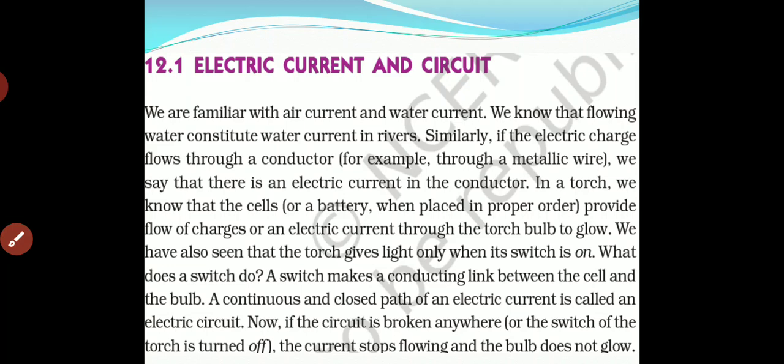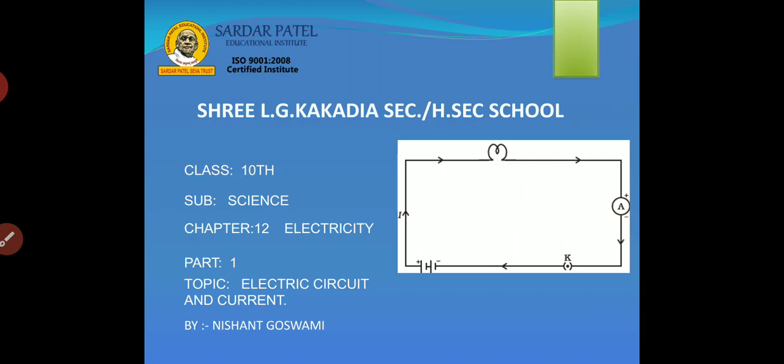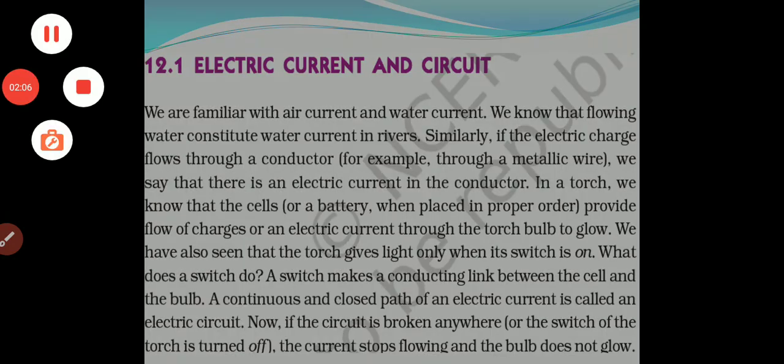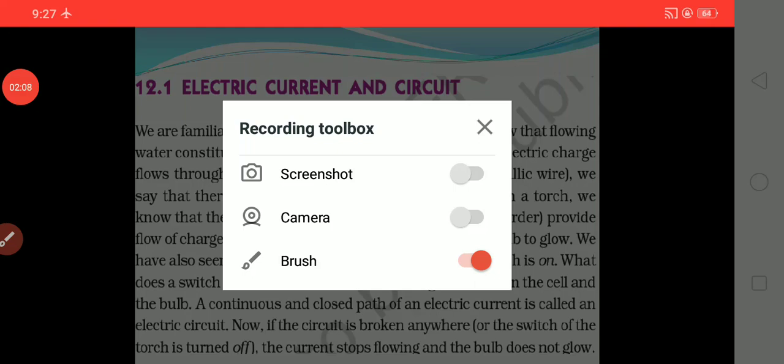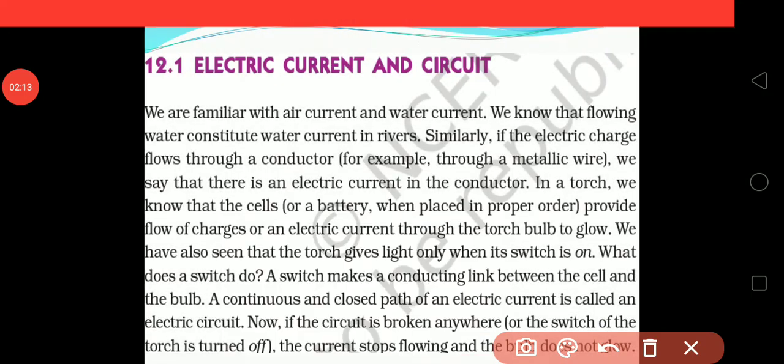Now, electric current and circuit. We are familiar with air current and water current.